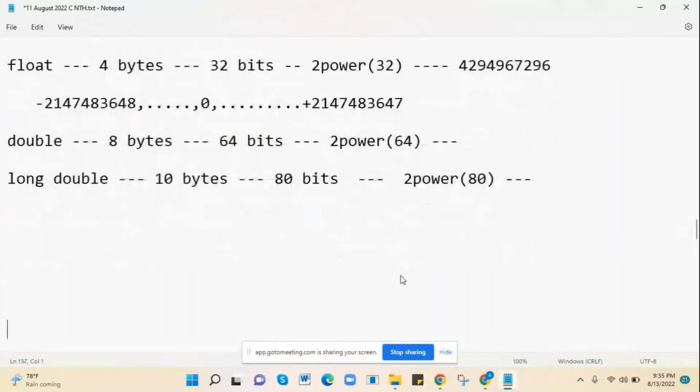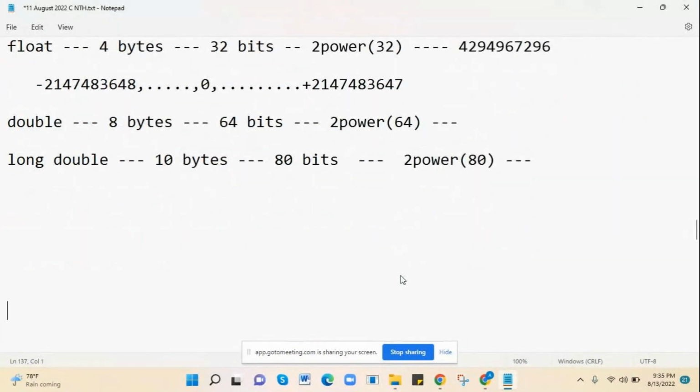So by using qualifiers, we can change the primary data types like char, int, float, and double, using qualifiers like short, long, signed, and unsigned.